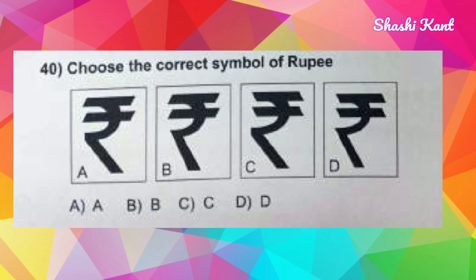Question number 40. Choose the correct symbol of rupee. Options are A, B, C, D. And the correct answer is A. That is correct symbol of rupee.